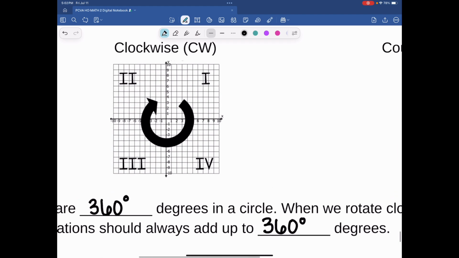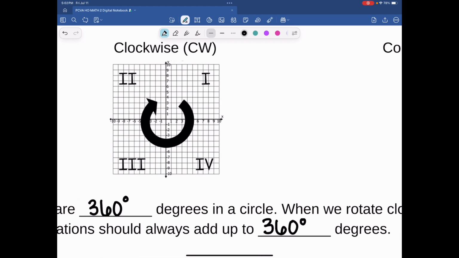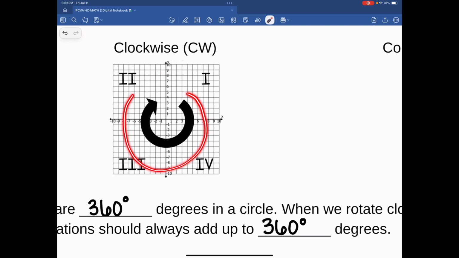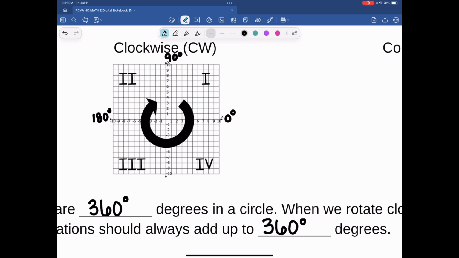Okay, so if we think about clockwise, now normally we would think about, okay, 12 is up here, then we have 3, 6, and 9, and we rotate this way with a clock. Now, we're still going to do this type of rotation for clockwise. However, in a unit circle, which you'll get to later on down the road, when we talk about rotations, this is normally 0 degrees. This is normally 90. This is normally 180. This is normally 270. And then we come all the way back around to 360.